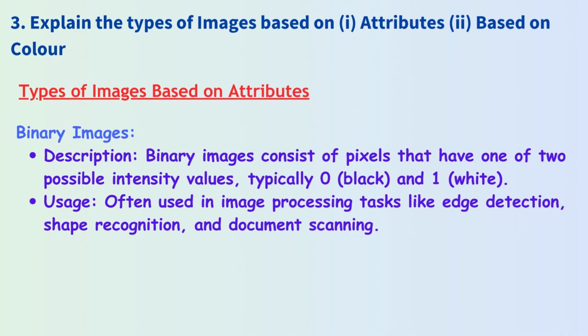Explain the types of images based on attributes, such as based on color. Types of images based on attributes. Binary images. Description: binary images consist of pixels that have one of 2 possible intensity values, typically 0 black and 1 white. Usage: often used in image processing tasks like edge detection, shape recognition, and document scanning.